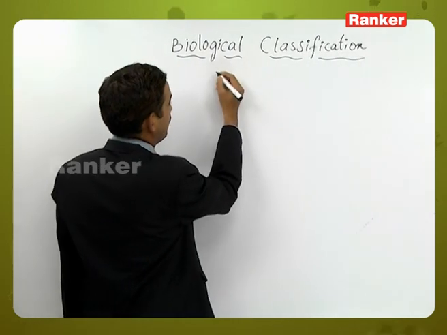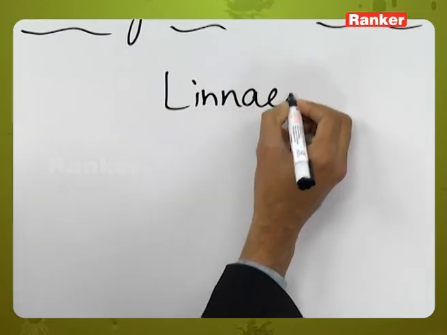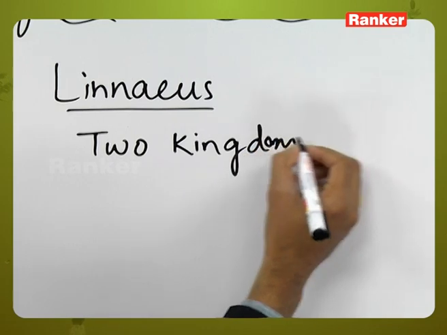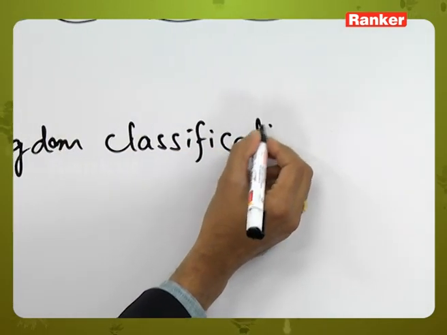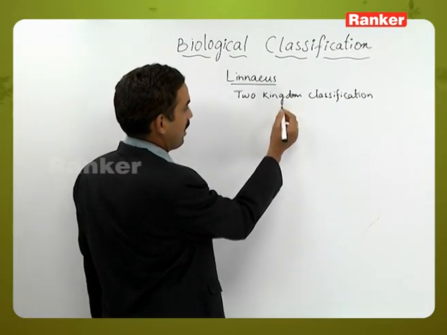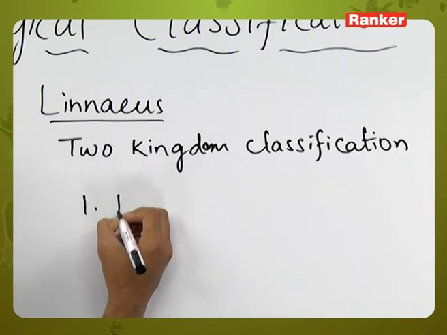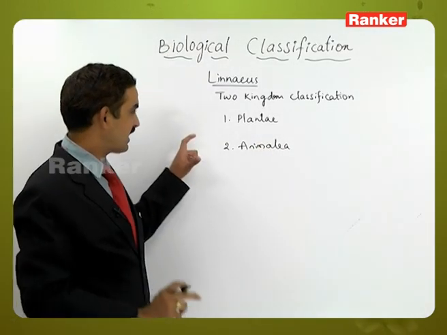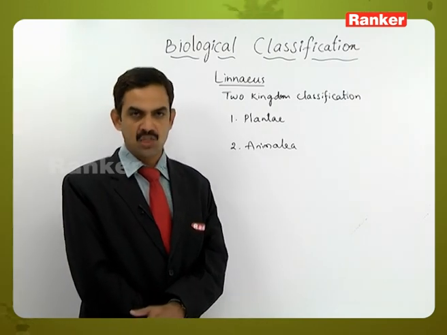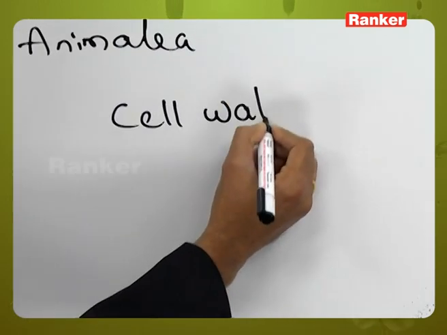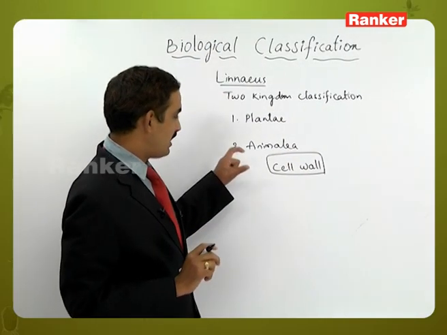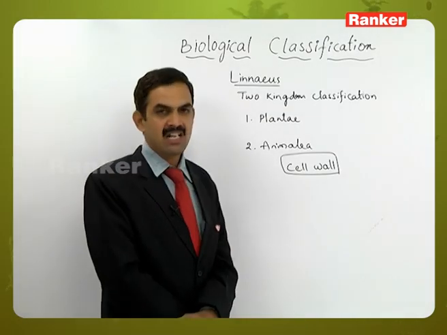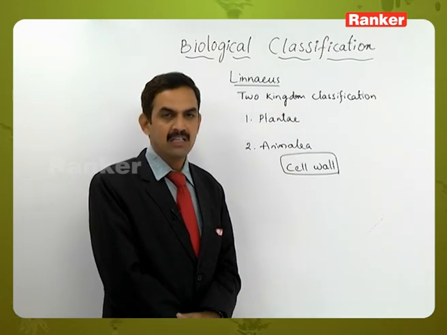After Aristotle, the Swedish naturalist Linnaeus gave another classification. His classification is called the two kingdom classification. Here all the living organisms have been divided into two kingdoms. The first kingdom is Plantae and the other kingdom is Animalia. We know that plants and animals differ in some characteristic features, particularly based on the nature of the cell wall. All living organisms which contain a cell wall are kept under Plantae, and all living organisms which do not have a cell wall are kept under Animalia. That is, the only criterion followed by this scientist was the presence or absence of a cell wall.